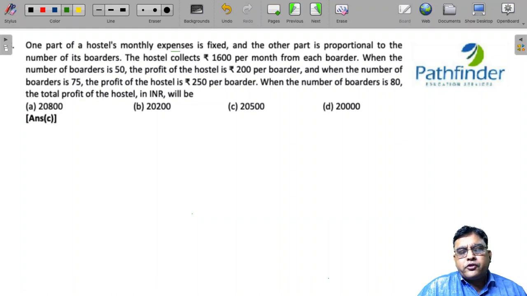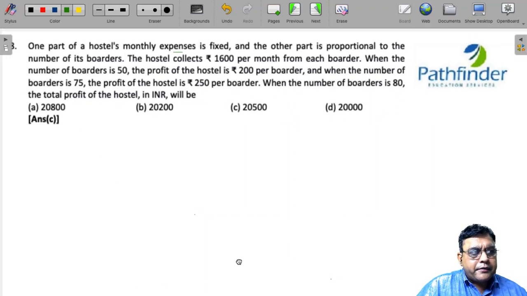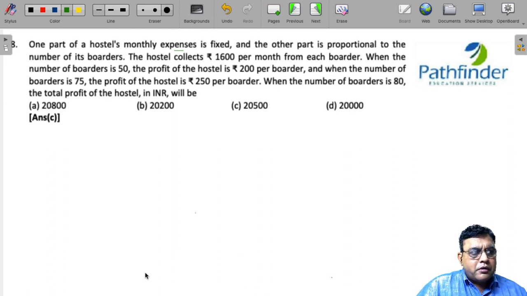CAT 21, slot 3, quantitative aptitude, question number 8. One part of hostel's monthly expenses is fixed and the other part is proportional to the number of its boarders. The hostel collects 1600 rupees per month from each boarder.